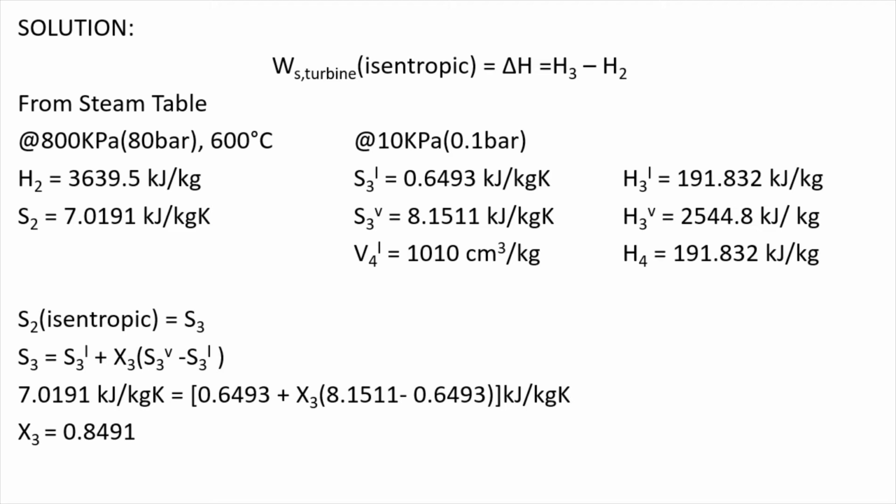Since step 2 to 3 is an isentropic process, we can consider that S2 is equal to S3. And to solve for H3, the mass fraction X3 is needed. We can solve it by S3 is equal to the saturated liquid value of S3 plus X3 multiplied by the quantity of the saturated vapor and saturated liquid values of S3. By plugging in our values, X3 is equal to 0.8491.